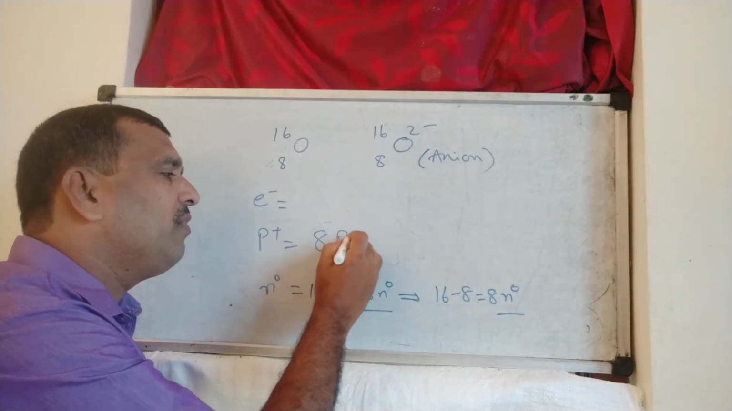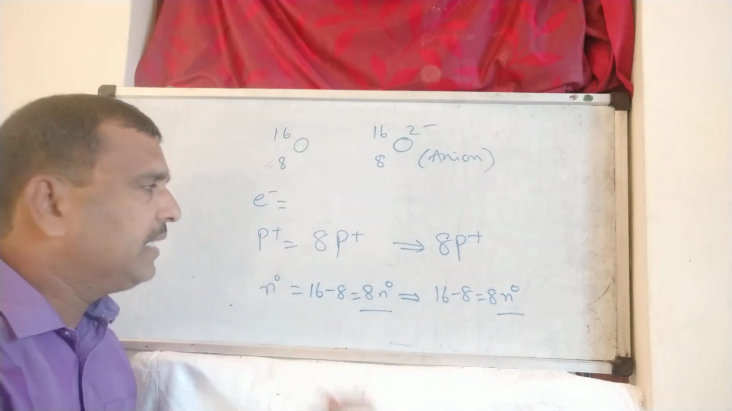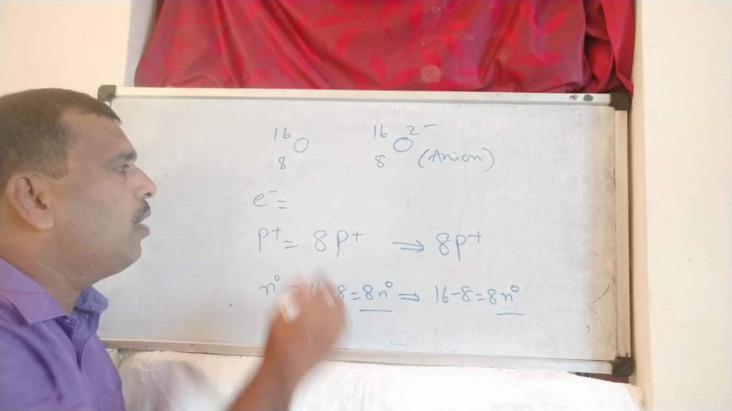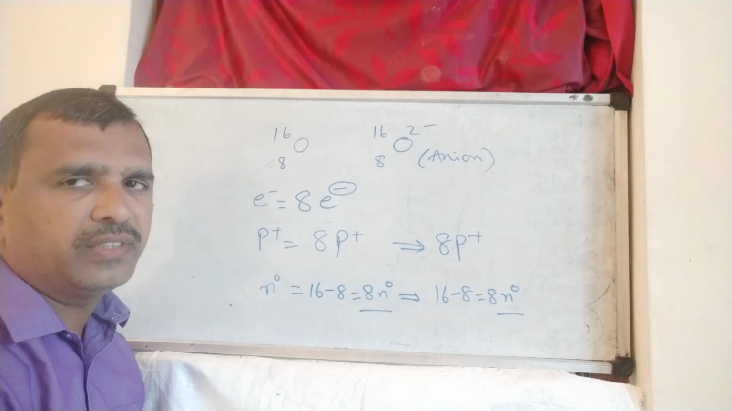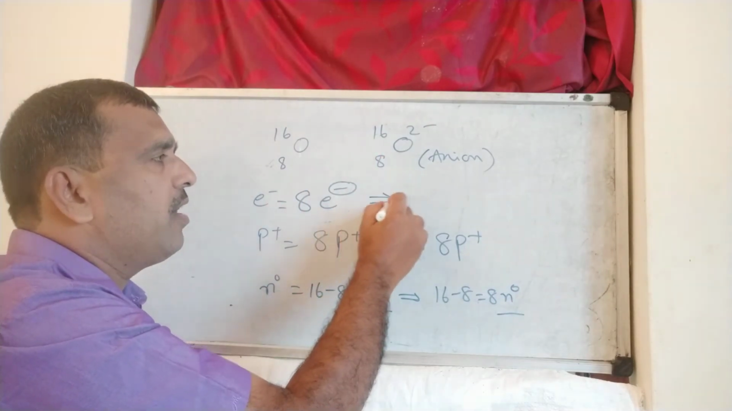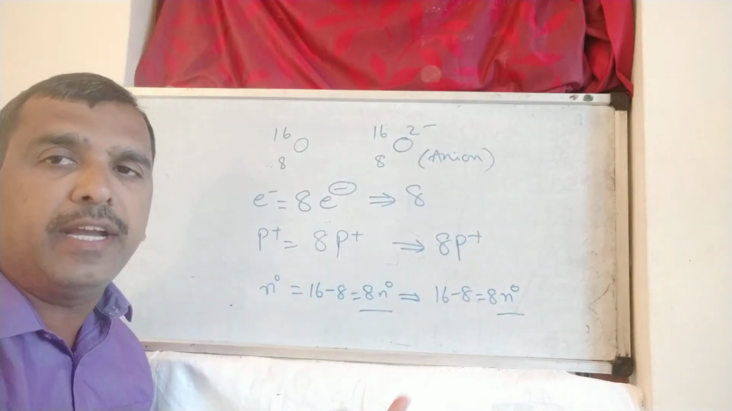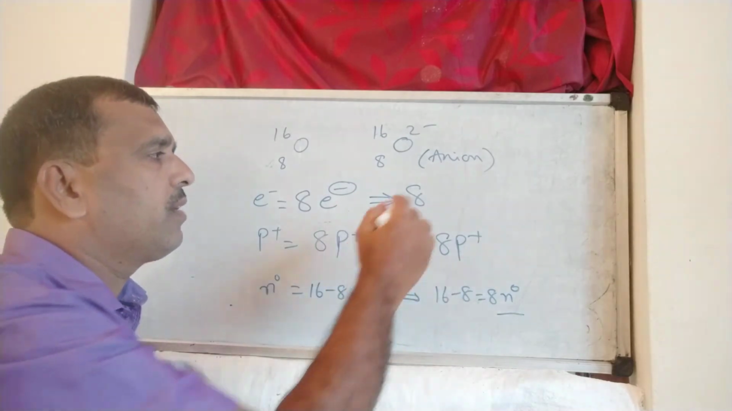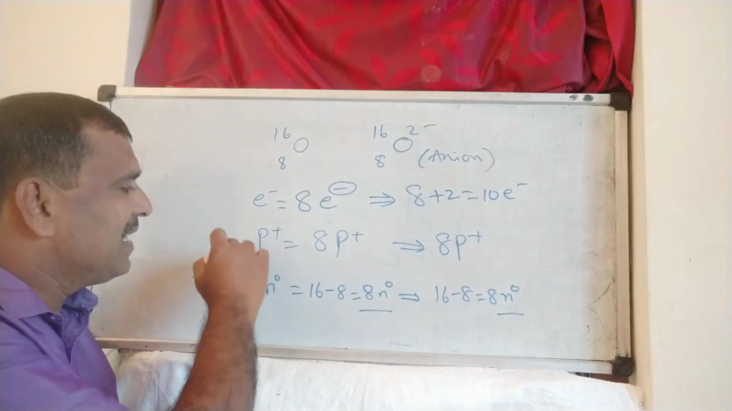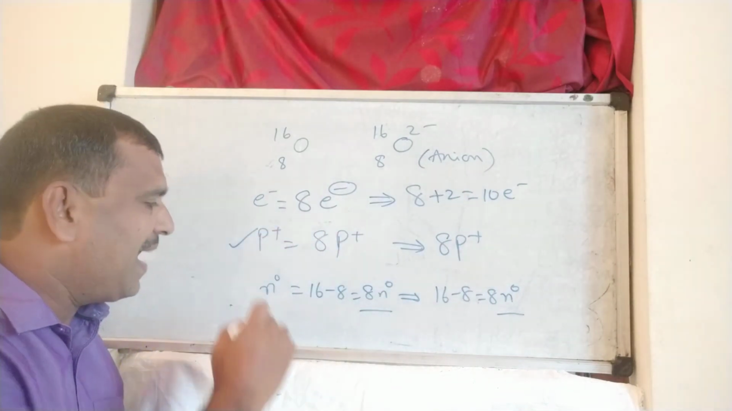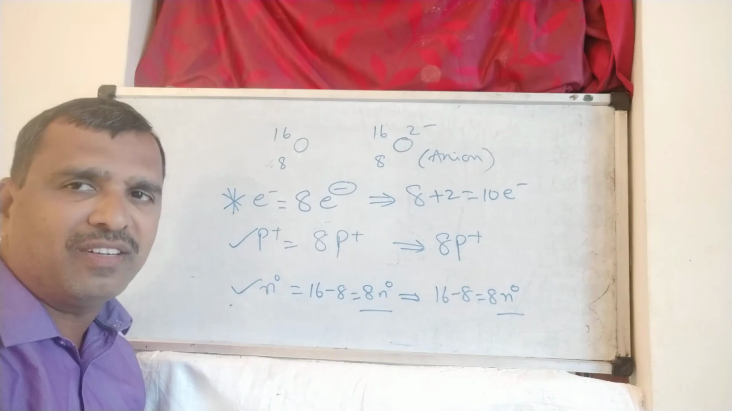Then how many protons are there? The atomic number is always equal to the number of protons. There is no change in the number of protons; only the number of electrons changes. The atom has no charge, so it contains 8 electrons. Then what about this ion? In the ion, because of the negative charge, you have to add. How do we get a negative charge? By gaining 2 electrons, it is converted to 10 electrons. So they have the same number of protons and the same number of neutrons, but they differ in their number of electrons.